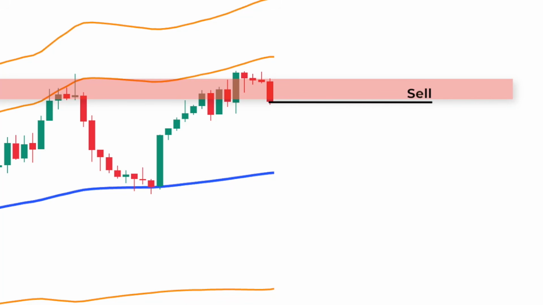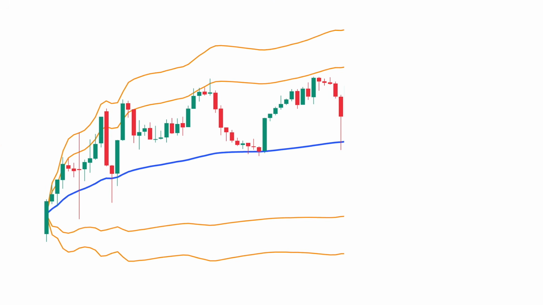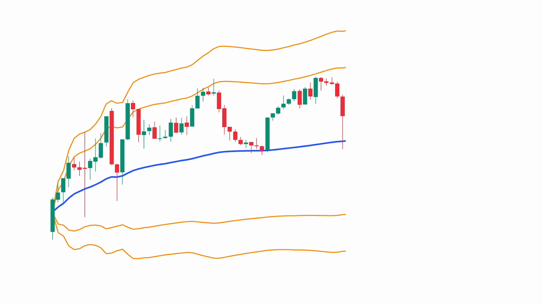We enter a short trade at the close of this candle, and we keep our stop loss above the resistance level. We place our targets at the VWAP. As you can see, the price achieved our targets on this trade as well. Here is a buy setup using the same logic.